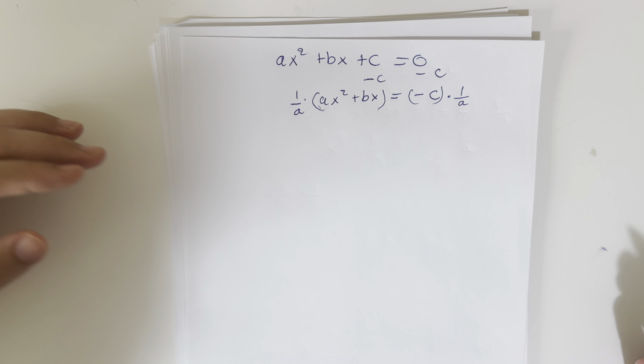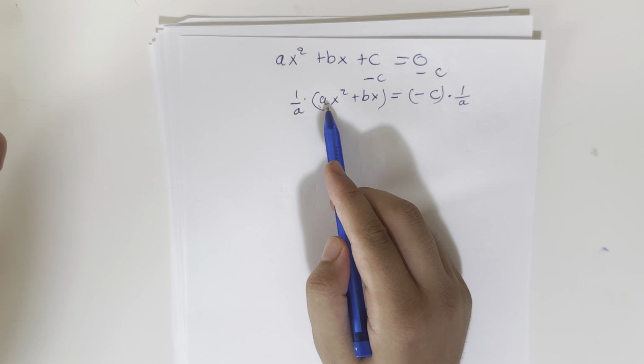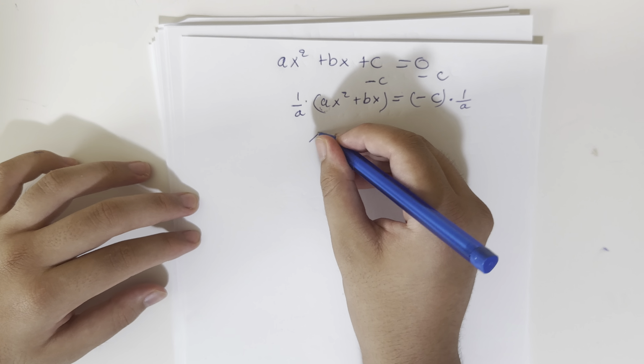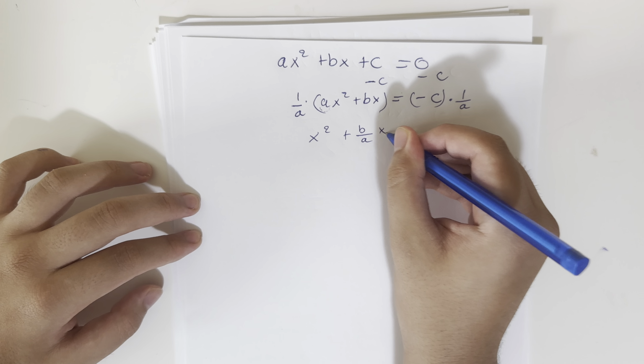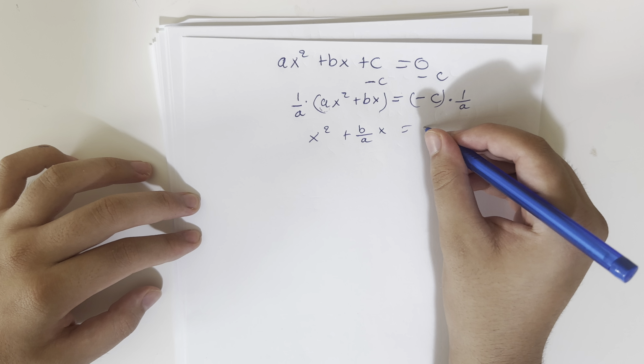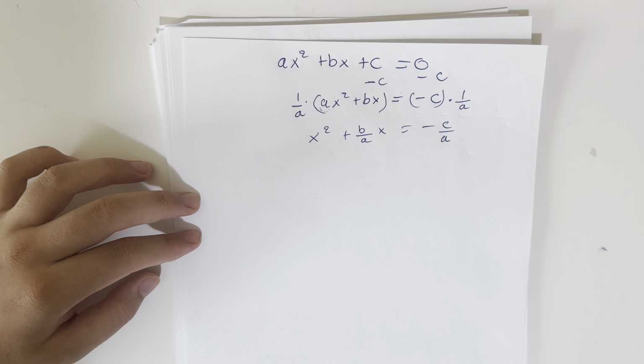So when I go ahead and do this division, ax squared divided by a is simply x squared, and then bx divided by a is simply b over a times x. And here negative c over a is just negative c over a.